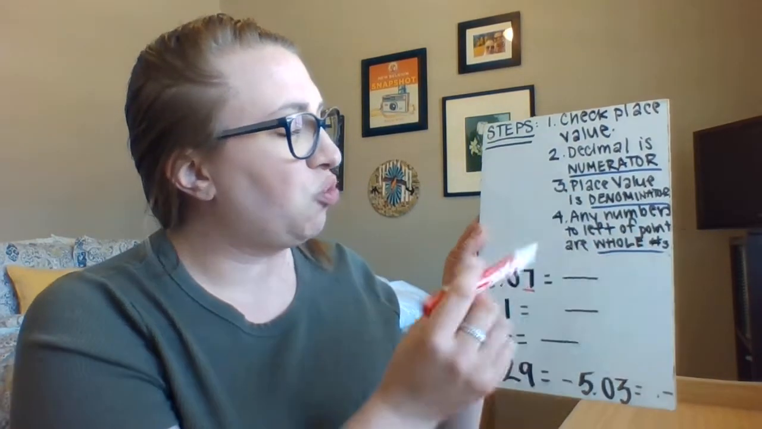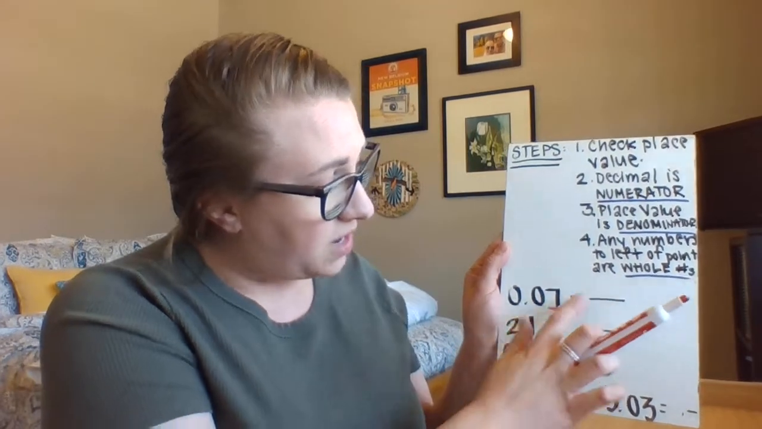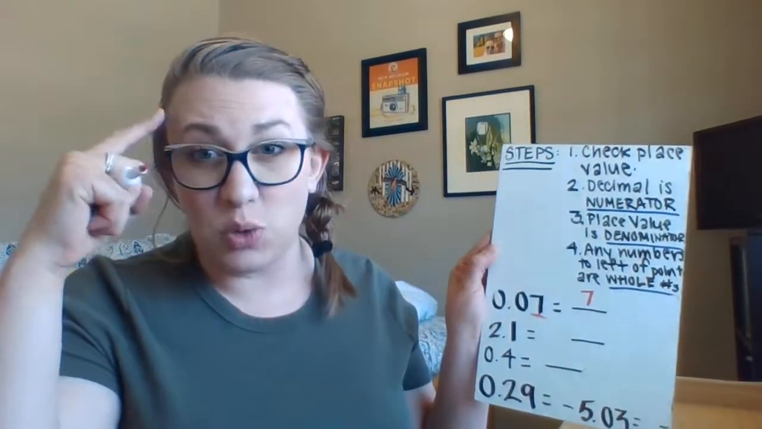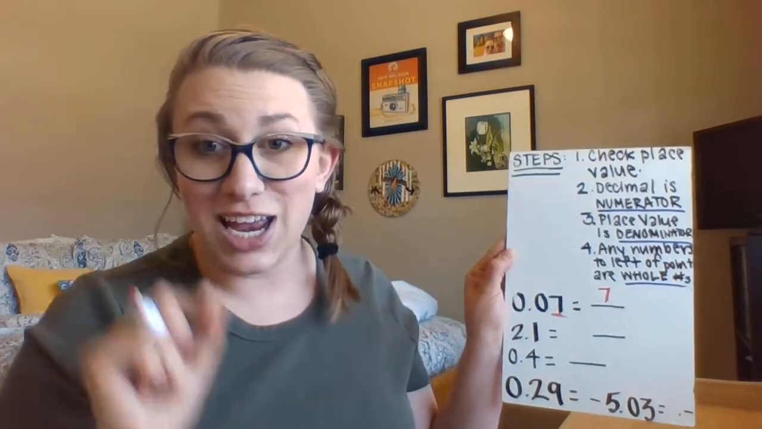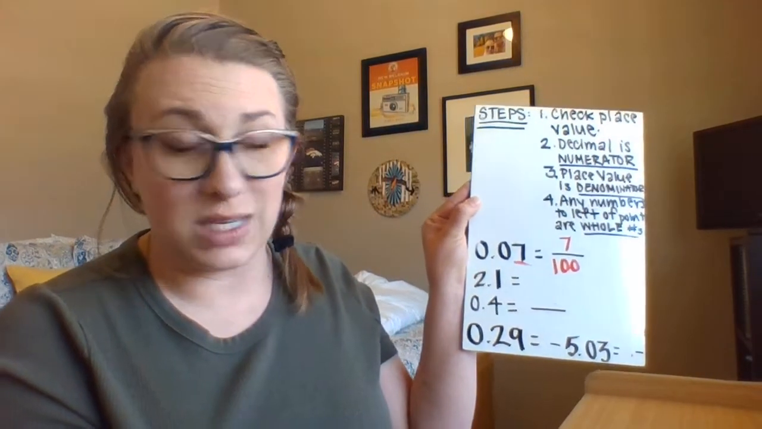The decimal is a numerator. So my decimal, the only number I see here that's to the right of the decimal point, is 7. That's my numerator up, remember? So there's my 7 as my numerator. Number 3, the place value, which I know is hundredths, is the denominator, down. So I get 7 hundredths. See there? Easy peasy lemon squeezy.